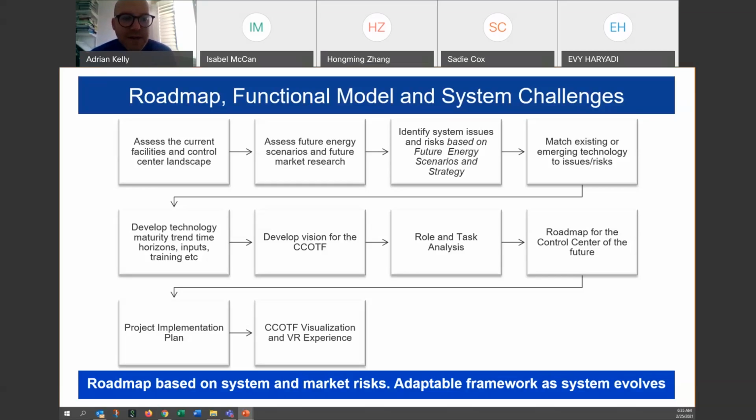Lastly, you're talking about project implementation plan and visualization. VR experiences can come from your designs, but they're the final steps in the pathway. This is a high-level roadmap. Feel free to look at it and let me know if you want more details. We are applying this in EirGrid in Ireland, in TenneT in the Netherlands and Germany, and in other locations all over the world. So, next slide.